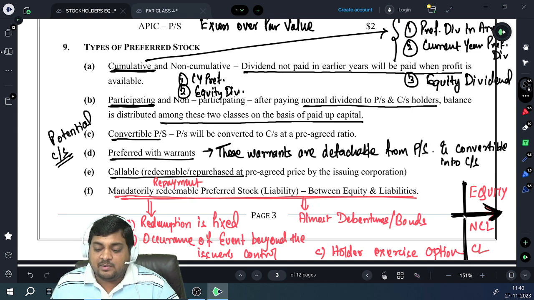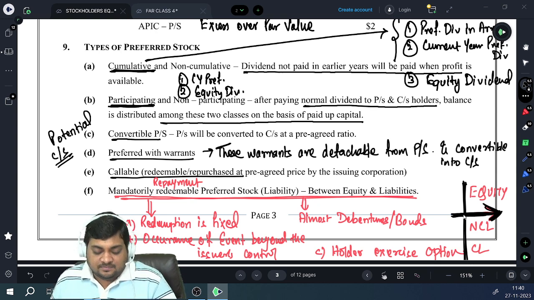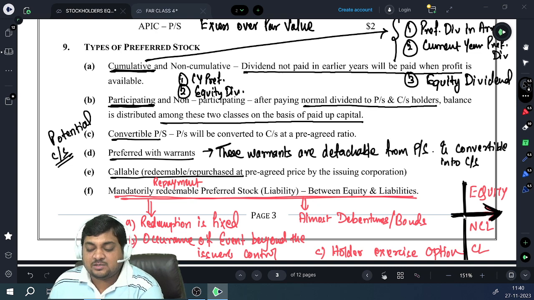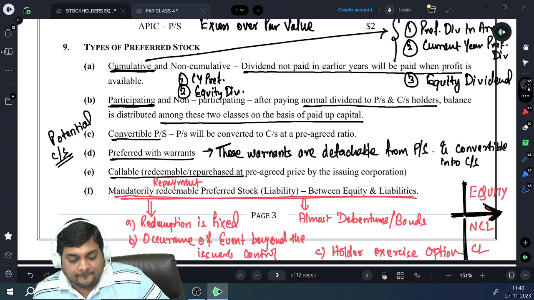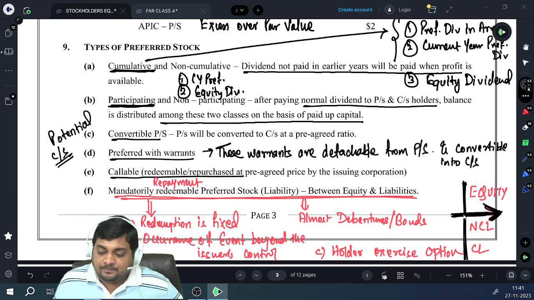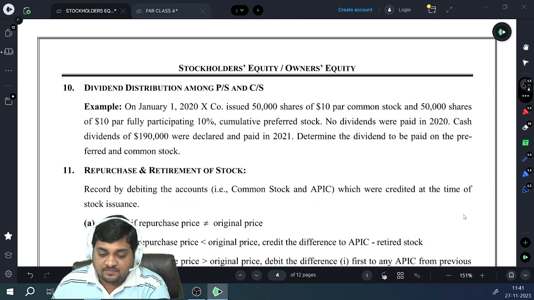And mandatory redeemable preferred stock will be shown as a liability because the repayment date is fixed, redemption date is fixed, or occurrence of an event which is beyond the issuer's control. There might be some covenants attached to this preferred stock issued. Might be the company has breached those covenants, so now we have to redeem it mandatorily. Okay. So there is one example based on this cumulative and participating, how to distribute profits. Let us do that.